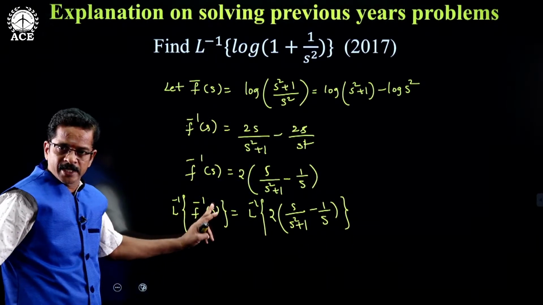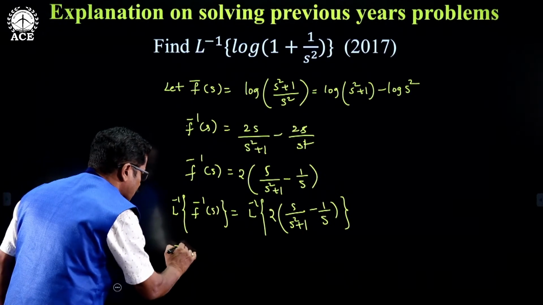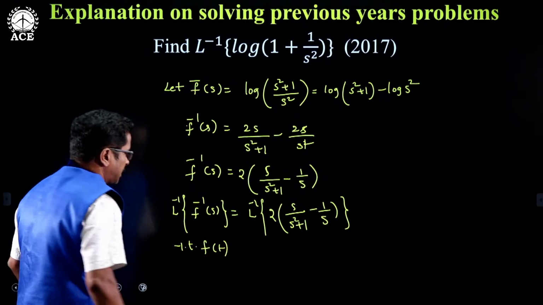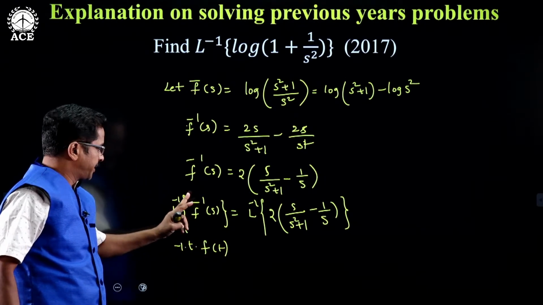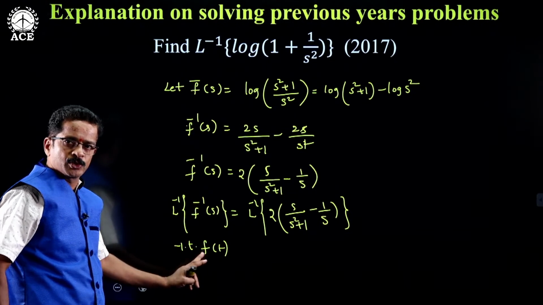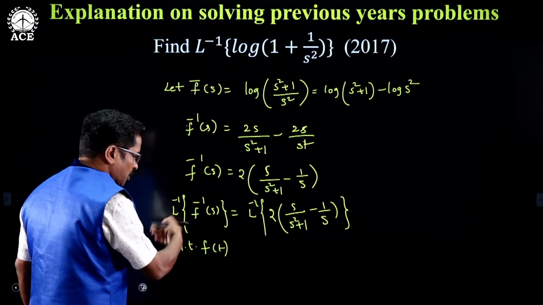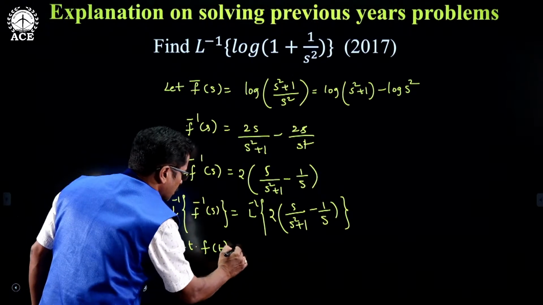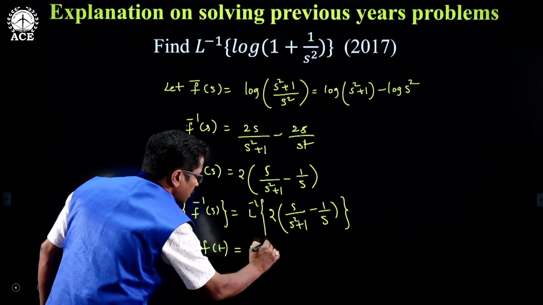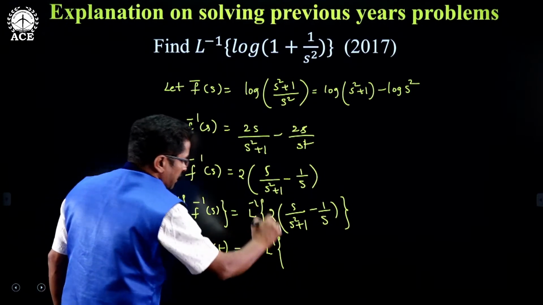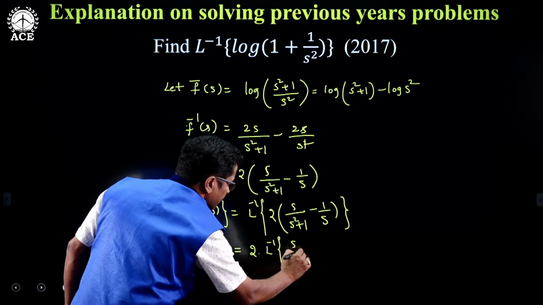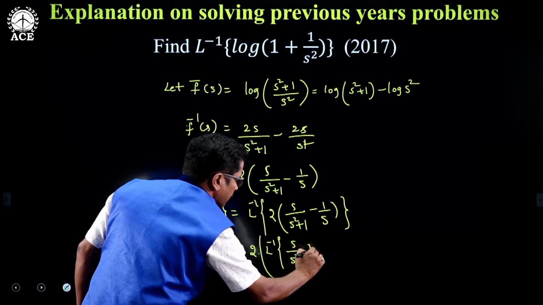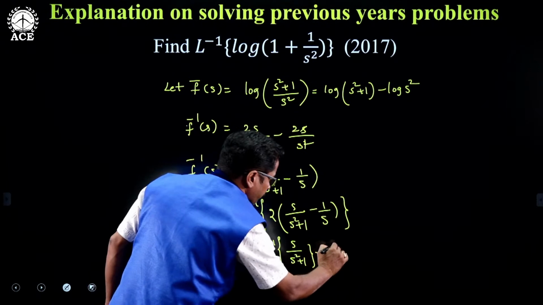L inverse of f bar dash of s is minus 1 into t into f of t. Laplace transform of derivatives gives minus 1 into t into f of t, which means minus 1 whole power 1, as we have the first derivative, which equals 2 into L inverse of s by s square plus 1 minus L inverse of 1 by s.